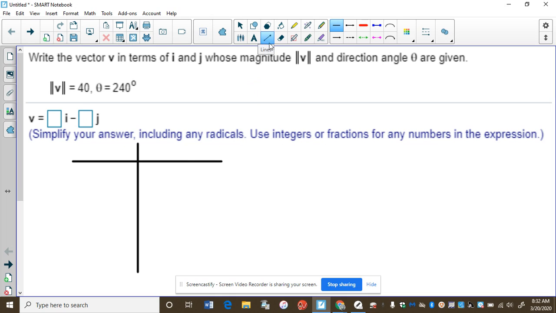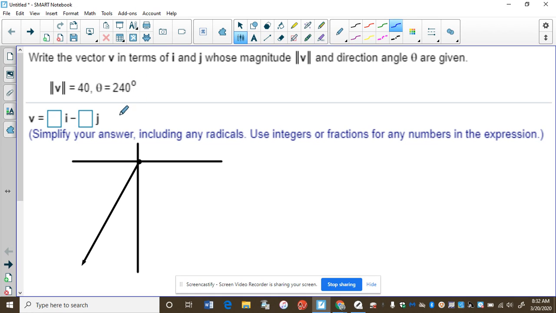So here's what I'm going to do. I'm going to start with drawing this vector, right? So we have vector v. They want it written in linear combination form. They've given you the magnitude and they've given you the direction angle of 240 degrees. Now, 240 degrees is down here, right? That's one of those angles that we should remember from our time using the unit circle.